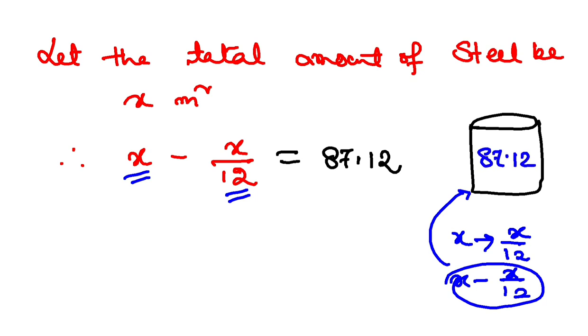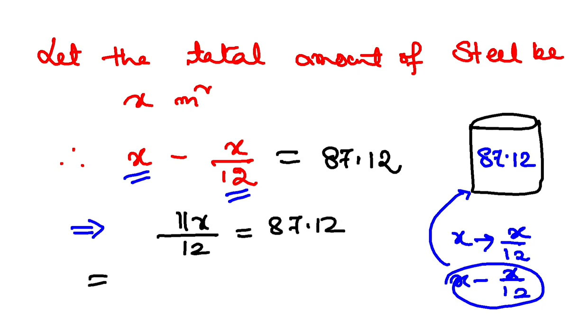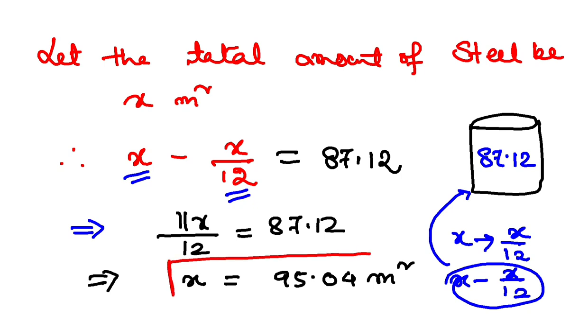Okay, so this is the equation. If I solve this, I will have 11x by 12 equal to 87.12, and cross multiplication and division, finally I will get x is equal to 95.04 meter square. That means the actual steel that is used to make the tank is 95.04 meter square. All right, very interesting and very important question.